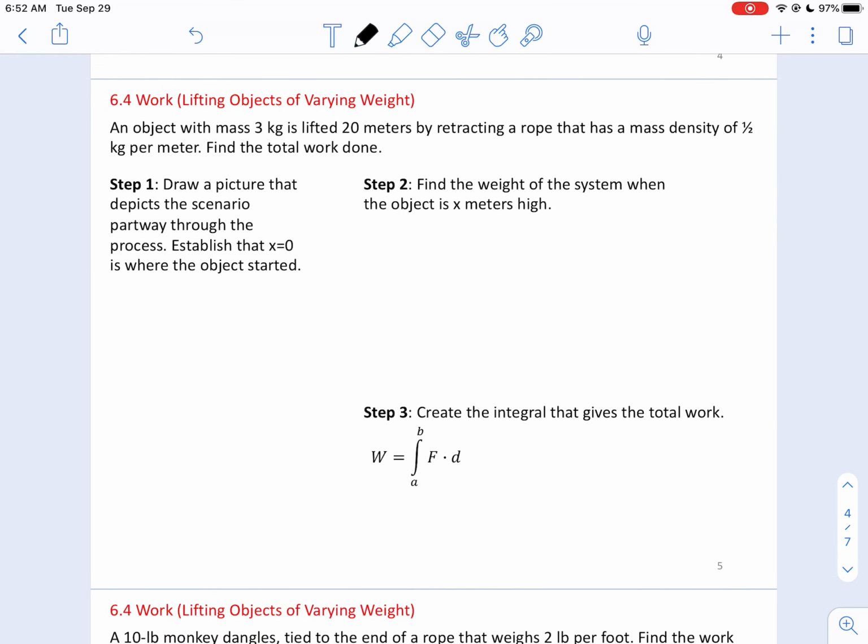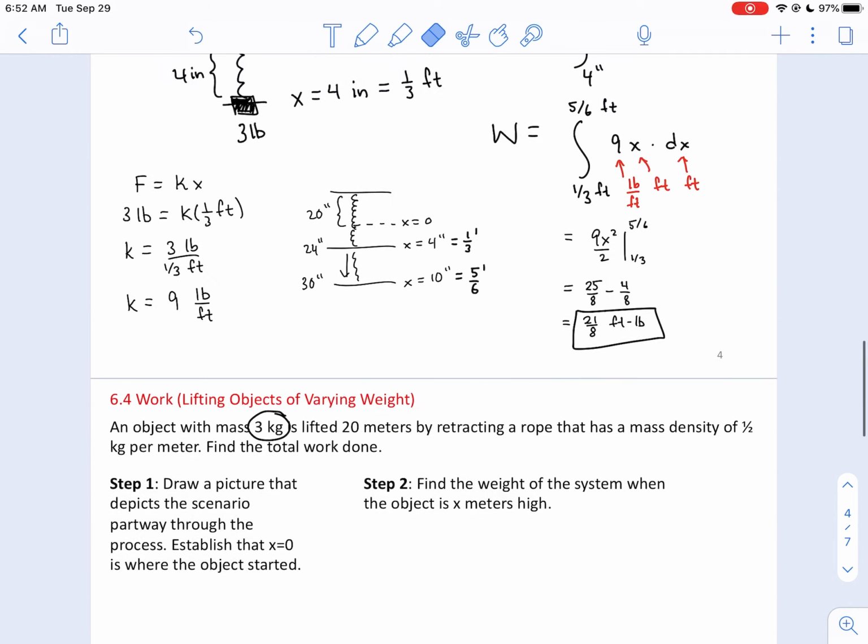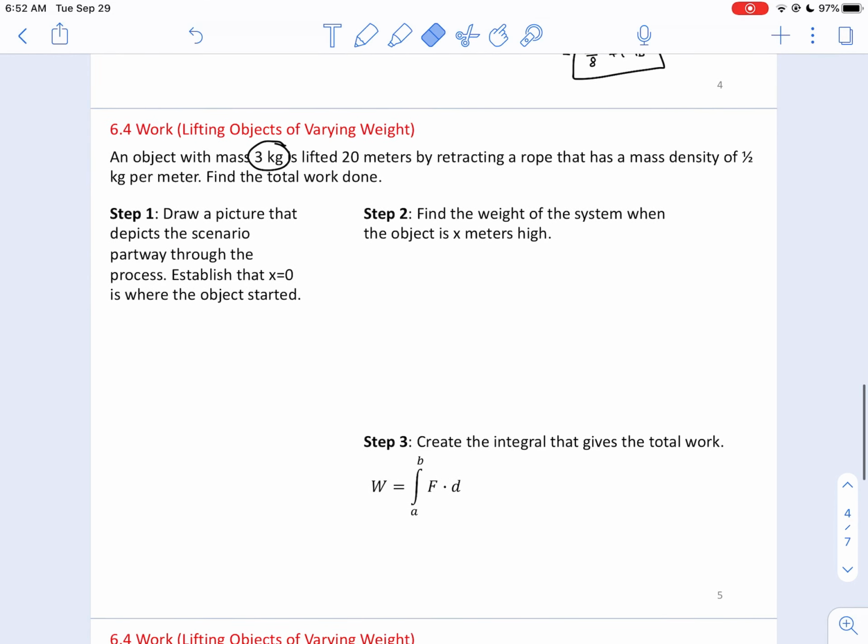The next idea for calculating work is lifting objects of varying weight. An object with mass 3 kilograms. Now, as soon as you see kilograms, you know you're working with metric units. So you're going to want to make sure all your units correspond to newtons, meters, and kilograms. Now, if they give you conflicting units, like suppose they give you a weight here in pounds, but then a distance in meters, then you're going to have to just make a decision. Convert everything to the metric or convert everything to the US customary units.